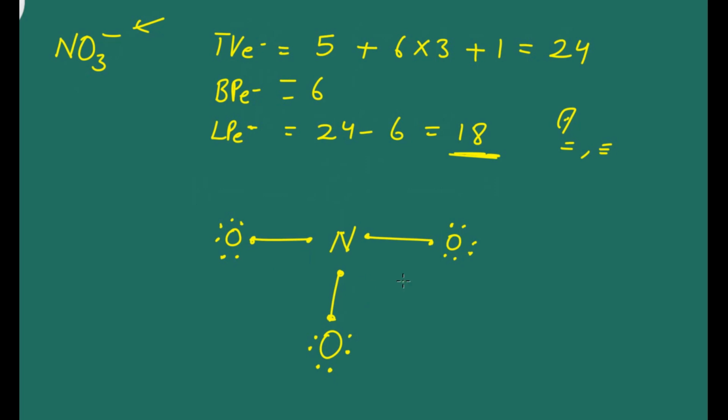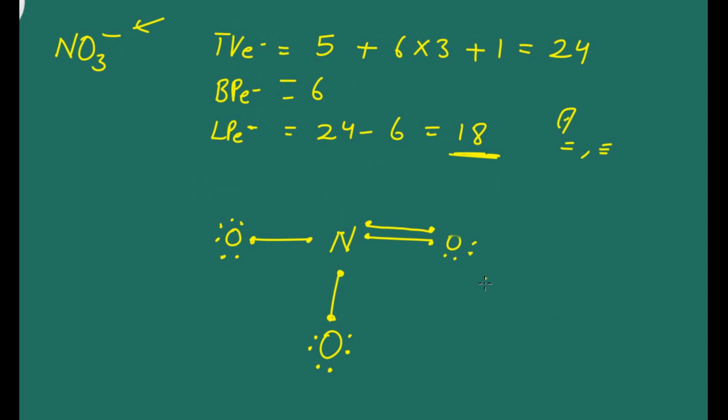So how to complete the octet of nitrogen? We will remove two electrons from one of the corner atoms and make a double bond. Now if you calculate the octet for nitrogen, you will find that nitrogen has total number of 8 electrons in the octet. All the oxygens also have 8 electrons in their octet.